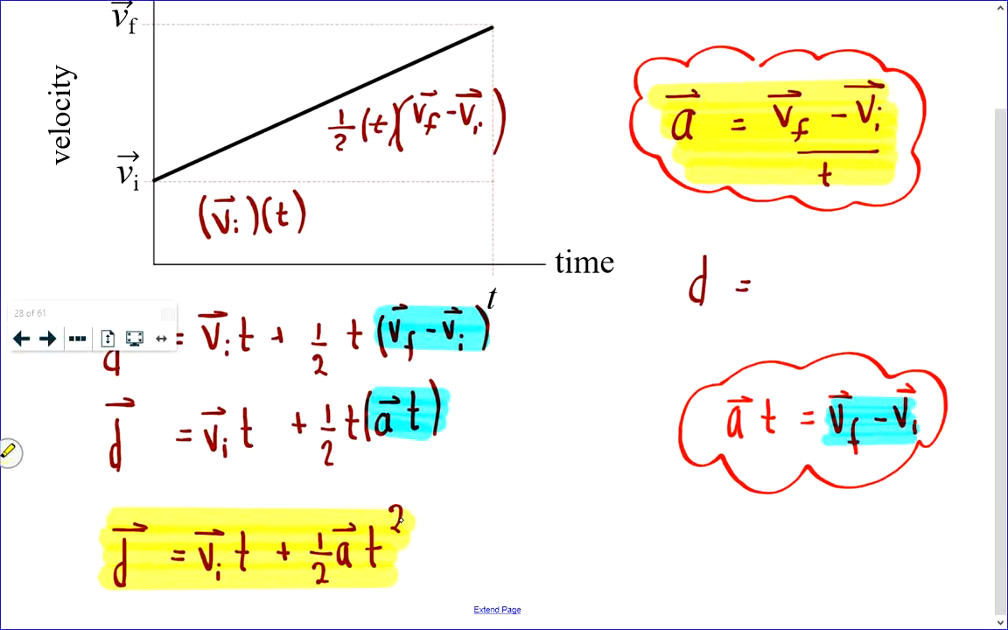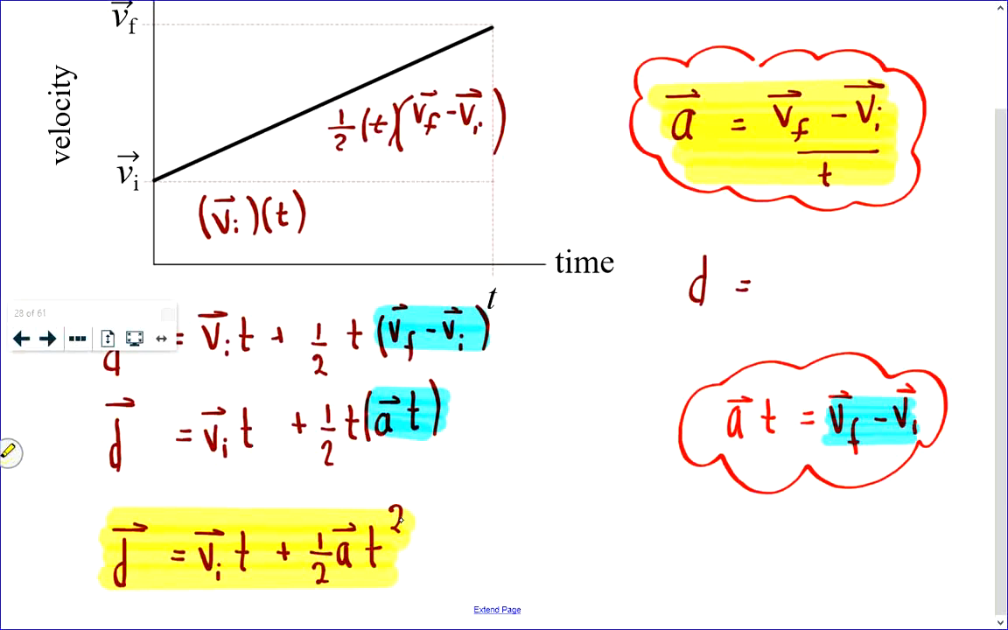Do you see that this equation in the top right doesn't make any reference to D? And this equation in the bottom right doesn't make any reference to Vf. So the equation in the top right is used when we're not interested in D at all. The equation in the bottom left is used whenever we don't have any desire to know anything about Vf.